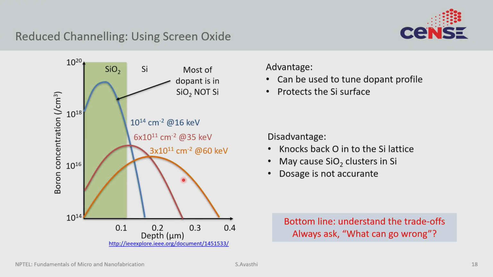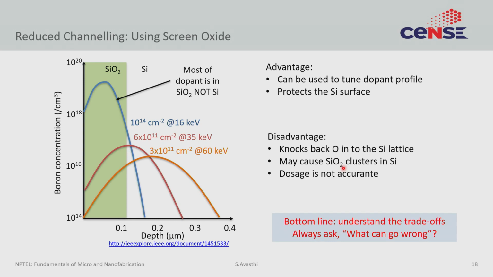The second disadvantage of using silicon oxide is that through this implant process, the damage is also accumulating in the oxide, and in fact, there is a small probability that some of the oxygen atoms from the screening oxide will get knocked into silicon during the implantation process, and then those excess oxygen can again lead to some silicon dioxide clusters in silicon, and that is not good for the device. Yeah, so those are the 2 main disadvantages.